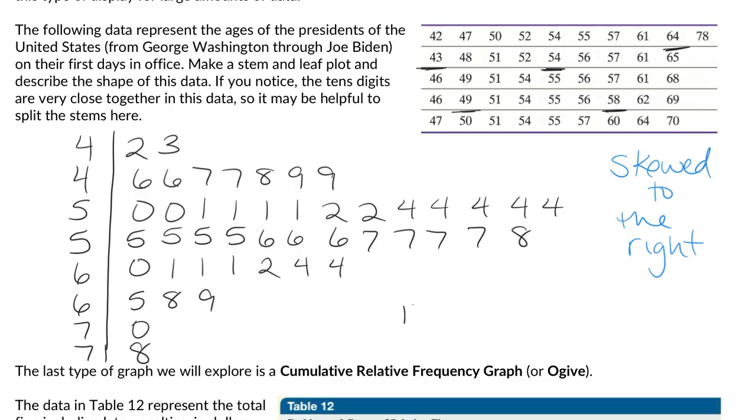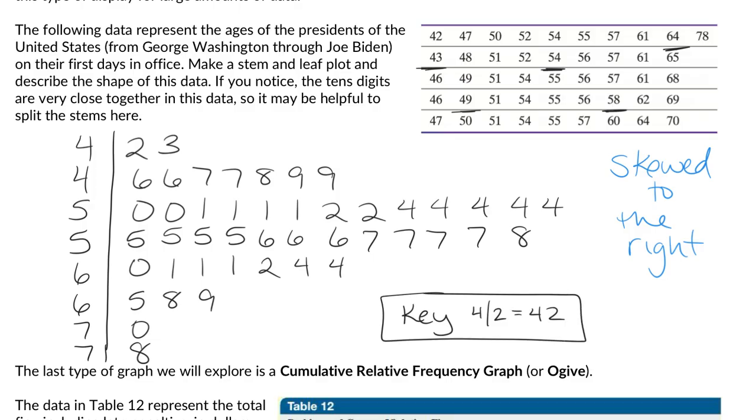So a lot of times you'll be asked for a key to your stem and leaf plot, or you'd be given one. And this is what a key would look like, where you say, if you see 4, line 2, that's 42. You can use these to do like 4.2, but you just have to make sure your key is displaying how to read your stem and leaf plot.